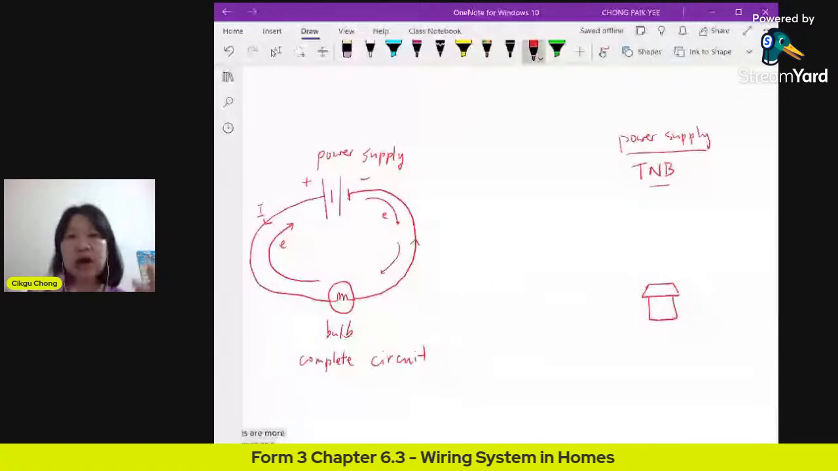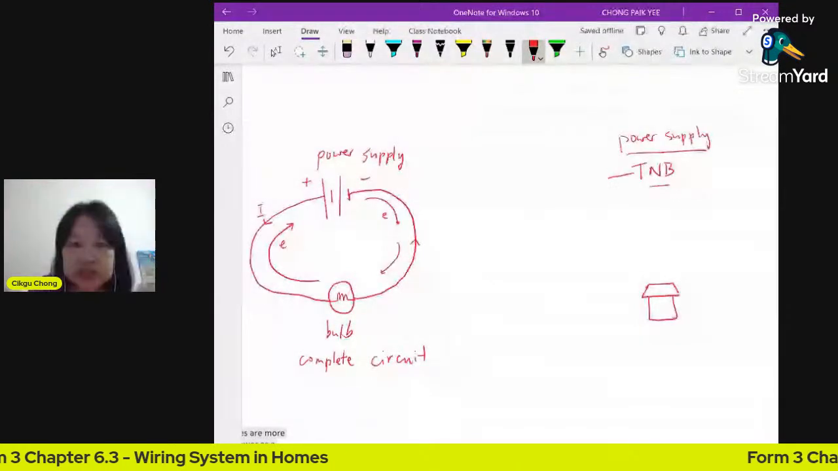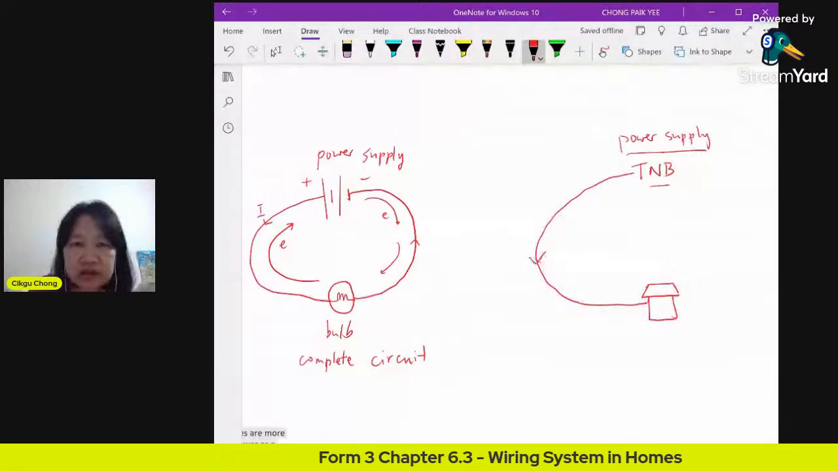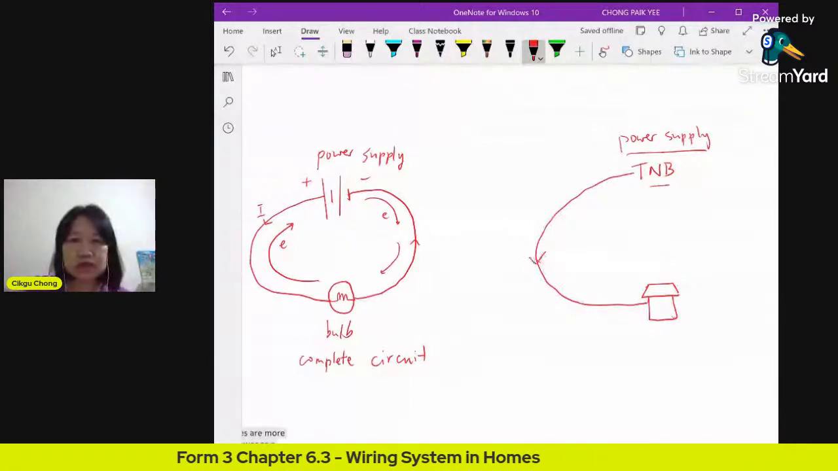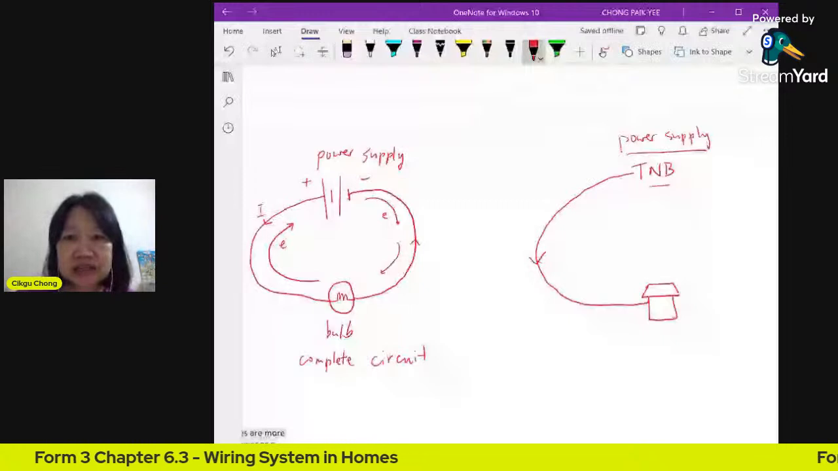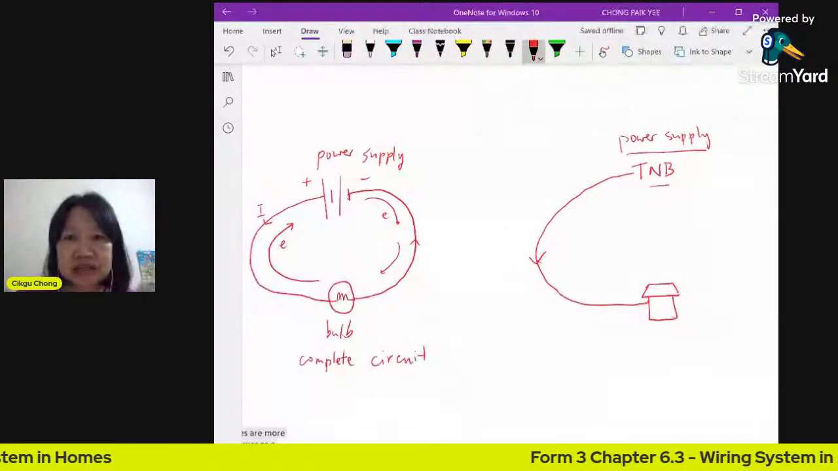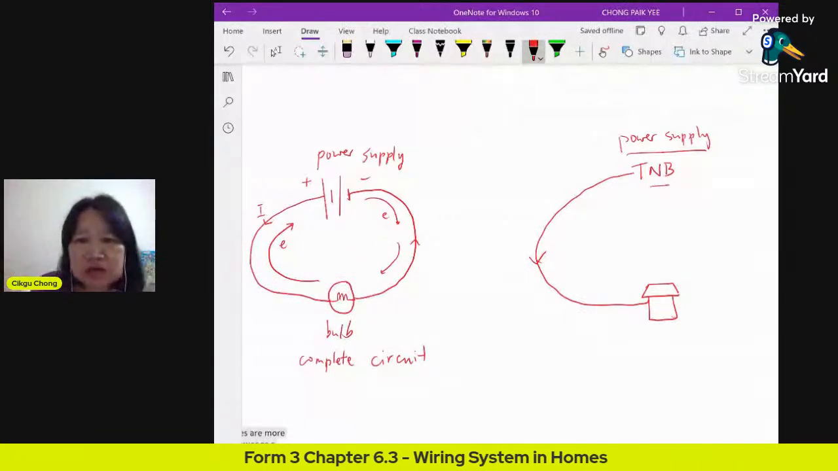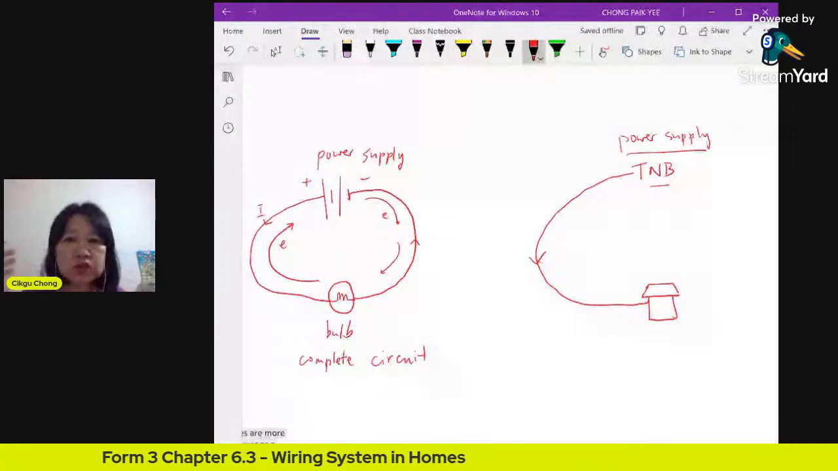So your Tenaga Nasional, right? You have wires coming into the house. You can see from the electric pole in front of your house, there's a wire coming into your house, right? Now, will that work or not? You have electricity coming into your house. Are the appliances there going to light up or going to work?